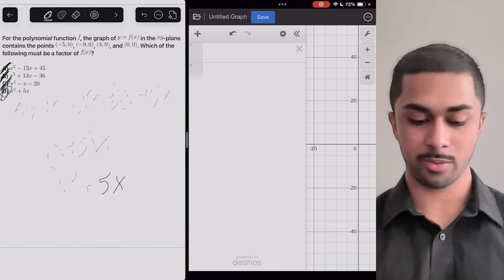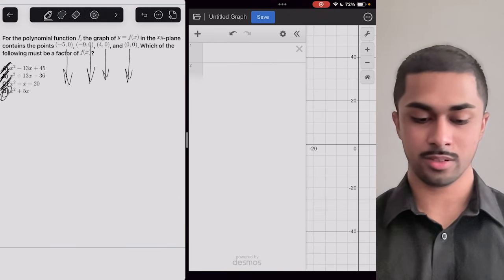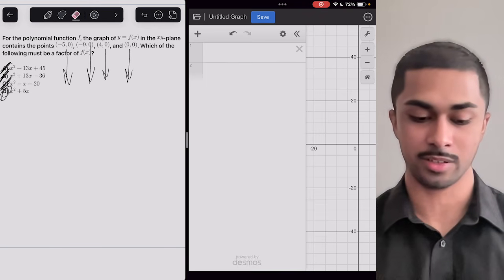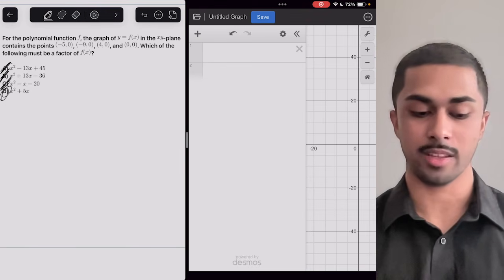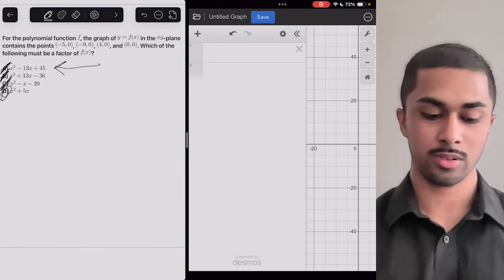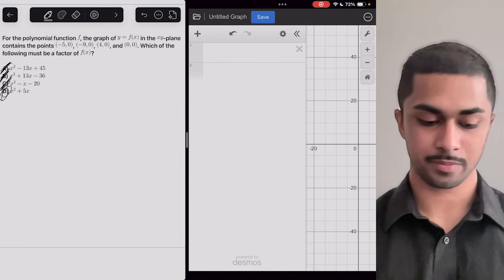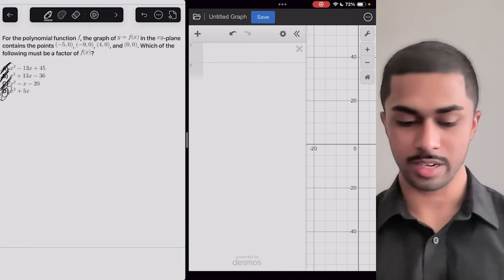So let's recap. How did we do this? We reversed each of these x-intercepts into factors. And then we took factors two at a time and multiplied them to try to equal each of these answer choices. We only found that D works. D is the only one that works.